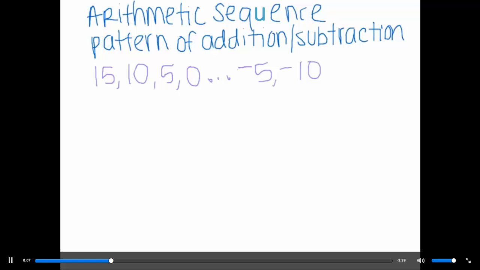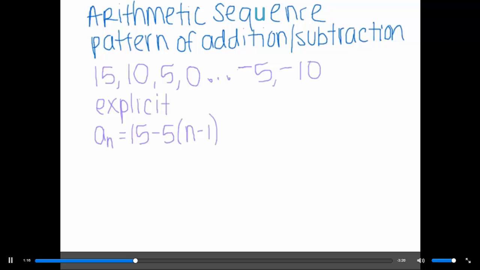Okay, so the explicit rule for any term in the sequence would be a sub n equals 15 minus 5 times n minus 1. Okay, we looked at that in last night's video. So you take 15, that's your starting term, and you subtract 5 every time as you go down the sequence.